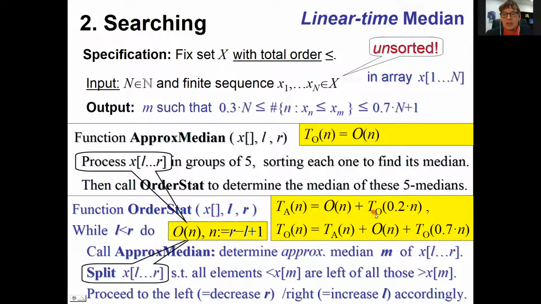Now plug in the solution. Twenty percent of linear is still linear, plus linear is still linear. That means also the first algorithm has linear running time in combination. And that's the famous linear time algorithm for calculating the median and, more generally, for calculating order statistics.